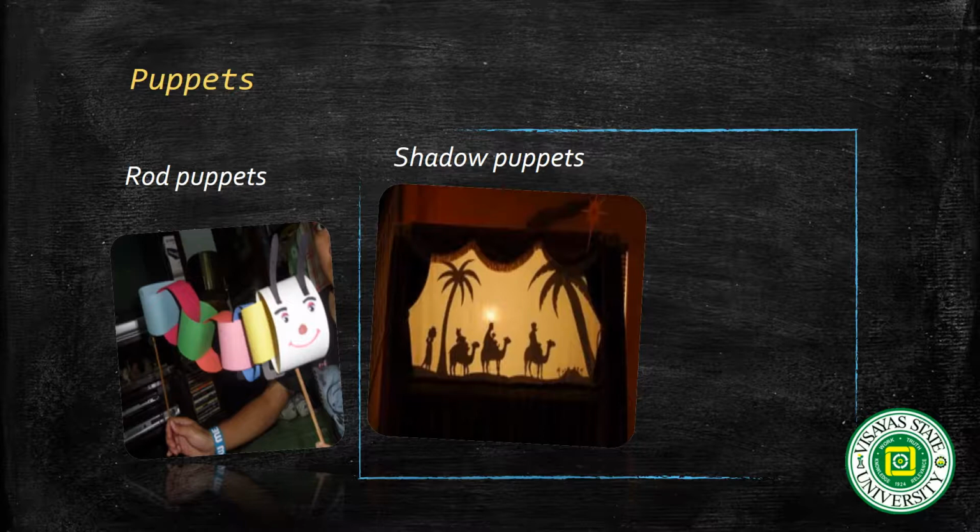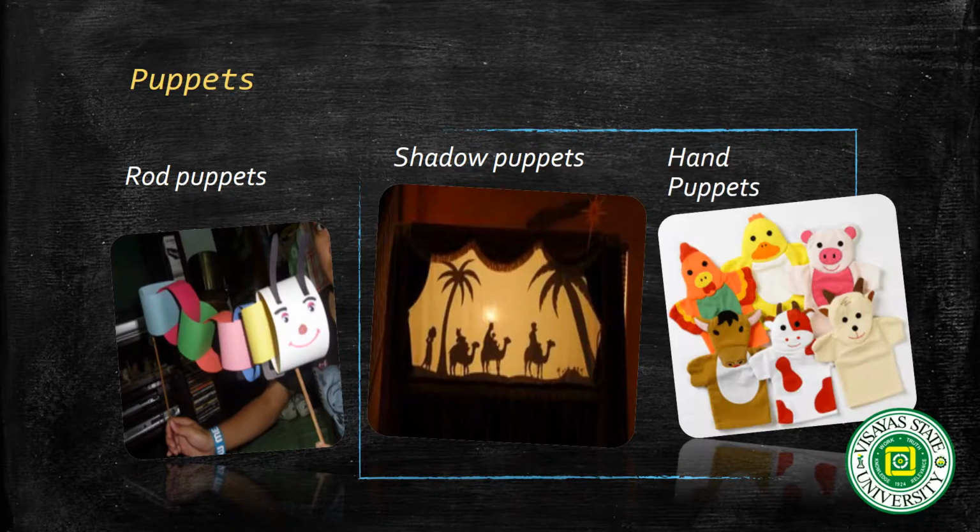Next is shadow puppets. These are flat black silhouettes made from lightweight cardboard and shown behind a screen. While the hand puppets are puppets where their head is operated by the forefinger of the puppeteer, while the little finger and thumb are used to animate the puppet hands.